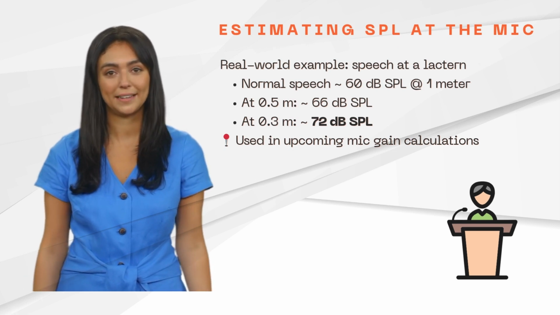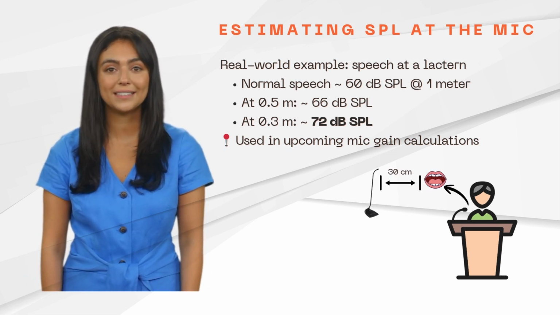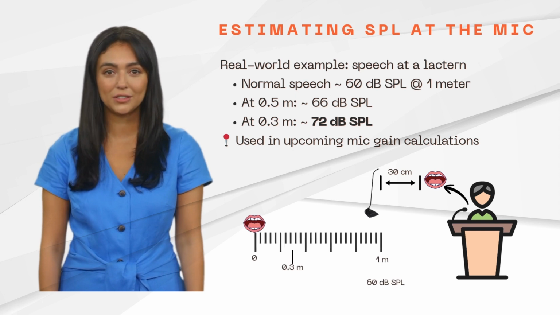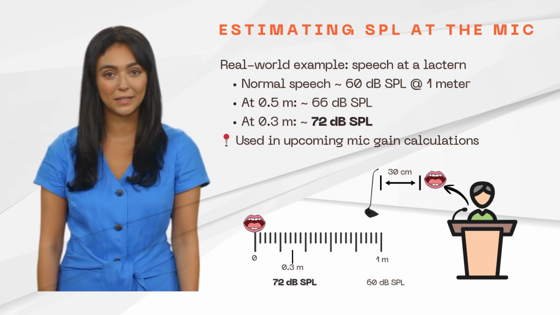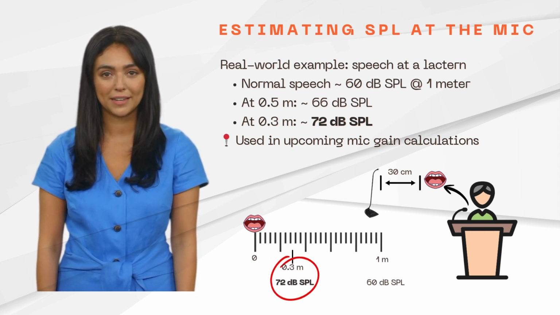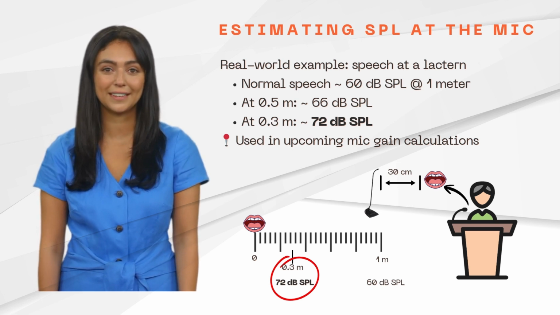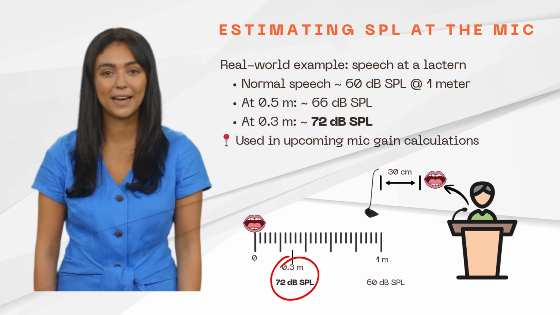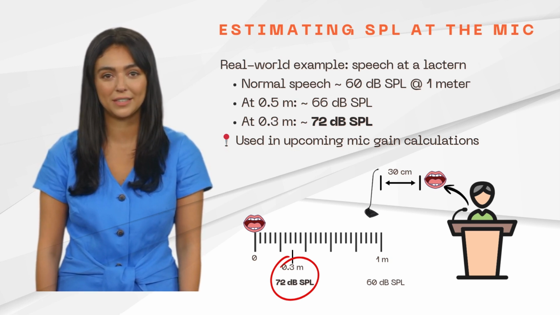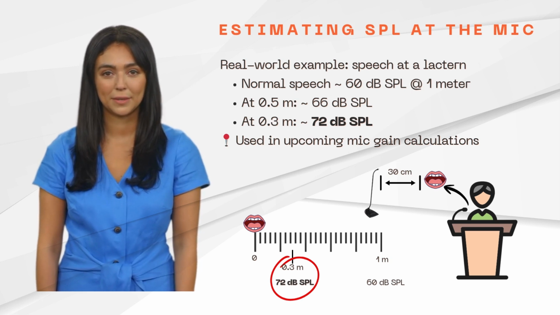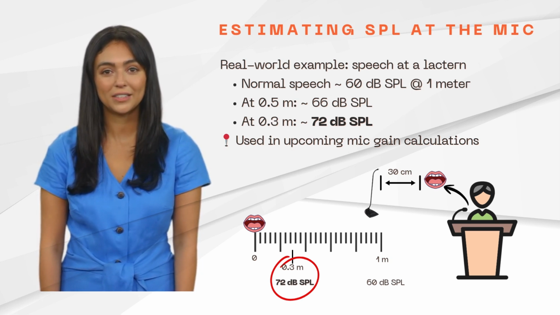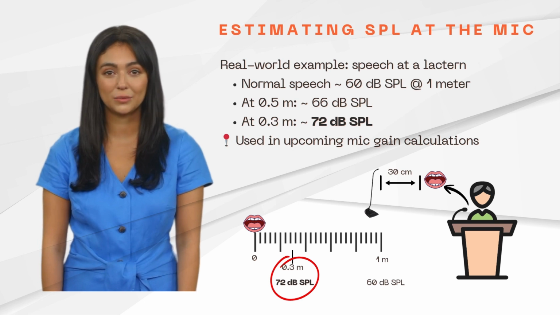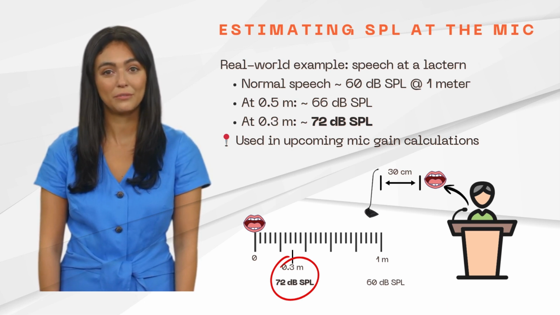For our upcoming examples, we'll use a realistic speech scenario. Imagine a person speaking normally at a lectern, with a gooseneck mic placed around 30 centimeters away. Normal speech measures around 60 dB SPL at 1 meter, 66 dB at half a meter, and about 72 dB SPL at 30 centimeters. So for our calculations, we'll use 72 dB SPL as the input level at the microphone.